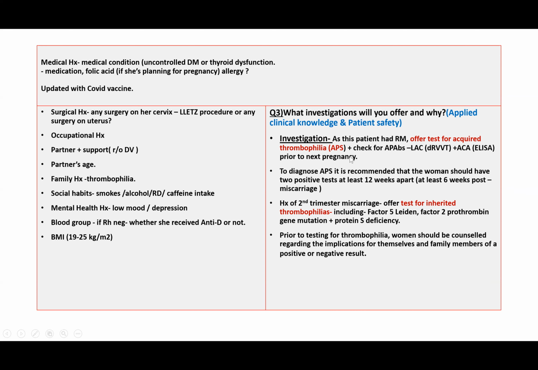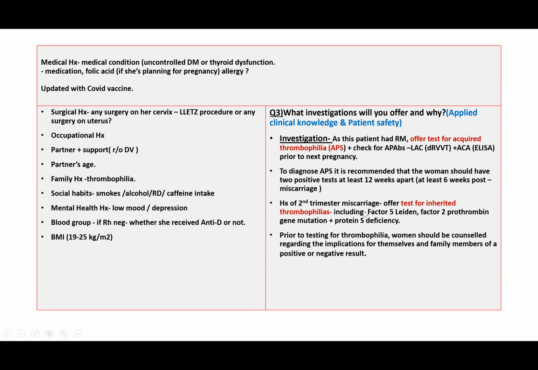How we diagnose APS? It is recommended that the woman should have at least 2 positive tests at least 12 weeks apart. And it is not done in the pregnancy, after the pregnancy. And at least 6 weeks post miscarriage. So if the women had miscarried, we need to wait for at least 6 weeks. Then we are going to offer tests for antiphospholipid syndrome.